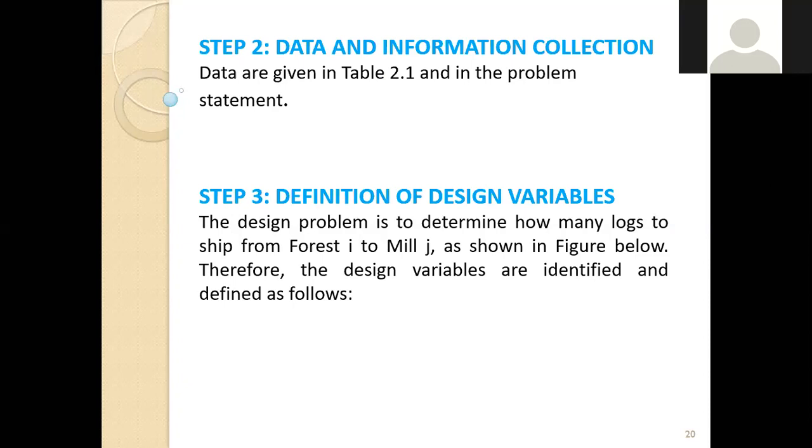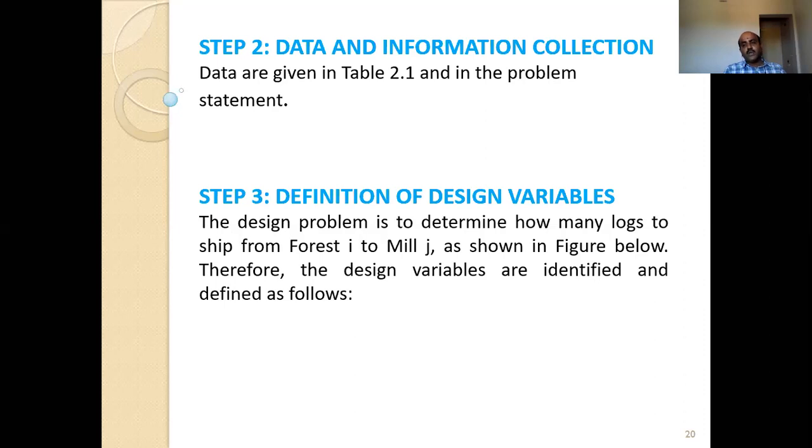See here what's happening. We have 2 forests and 2 mills. Each forest will supply logs to each mill. The distance between the mill and the forest they have given, and the capacity of the mills also they have given. The table shows the distance from forest 1 to mill A and forest 2 to mill A, and forest 1 to mill B and forest 2 to mill B.